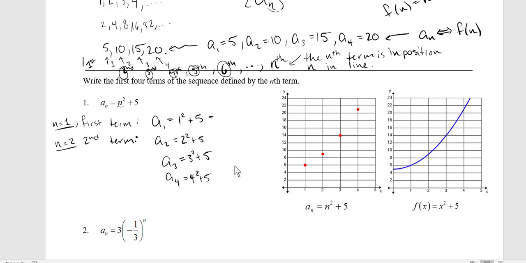And we can see what these equal. 1 squared plus 5 is 6. 2 squared plus 5 is 9. 3 squared plus 5 is 14. 4 squared plus 5 is 21. So those are our sequence values. We can write that this sequence of a_n starts looking like 6, 9, 14, 21, and keeps going on and on and on. We found the first 4 terms.